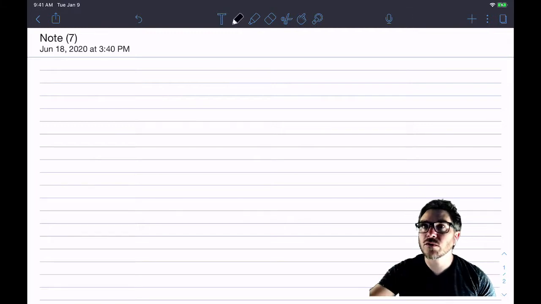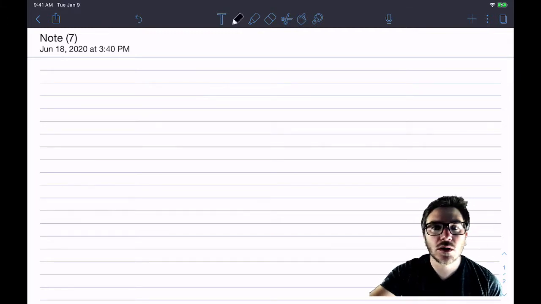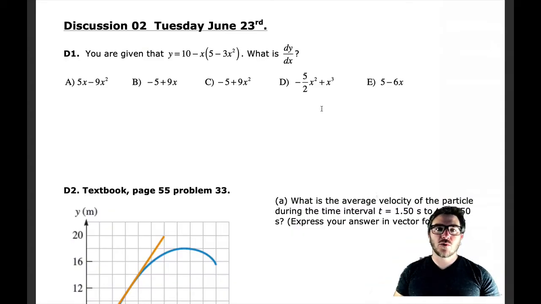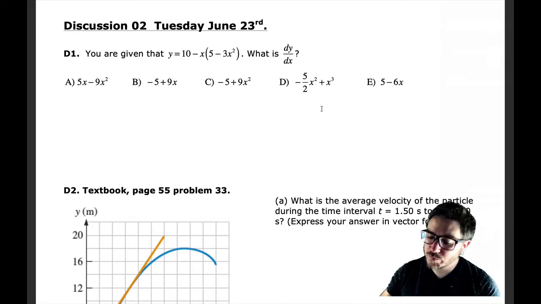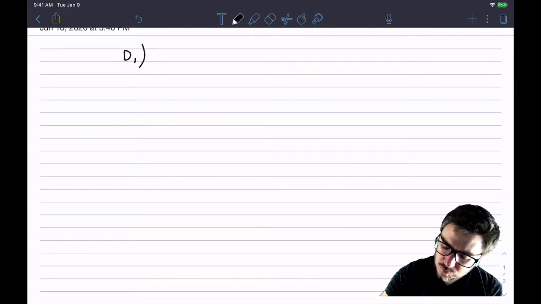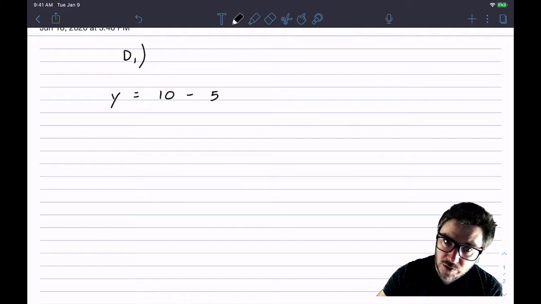I don't know if I'm going to leave this on the whole time, but let's get started right away with discussion 2. So, you are given that y equals 10 minus 5x plus 3x cubed. Okay, so that looks like this. Y equals 10 minus 5x plus 3x cubed.